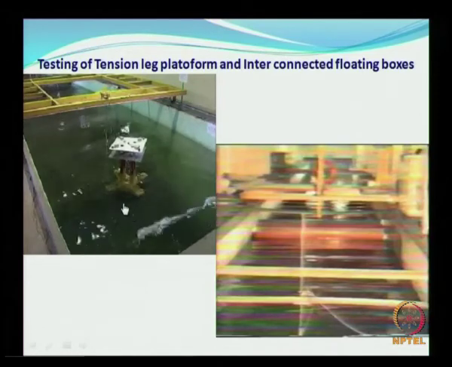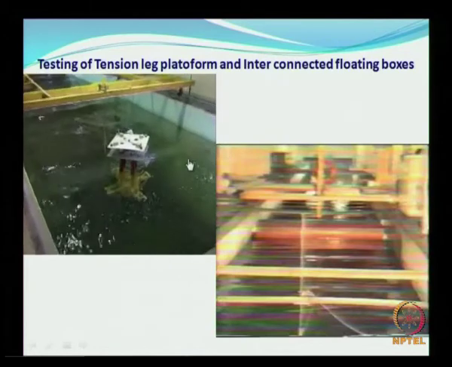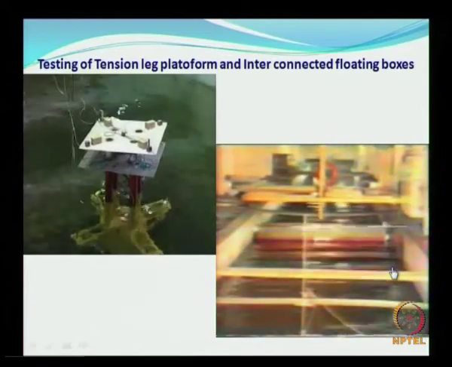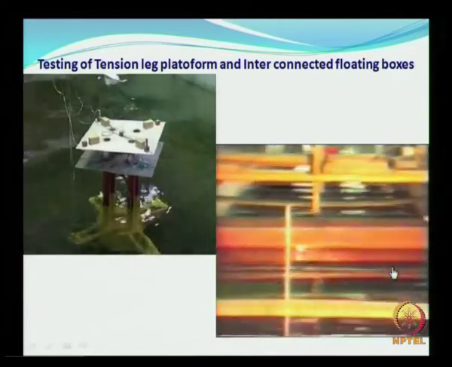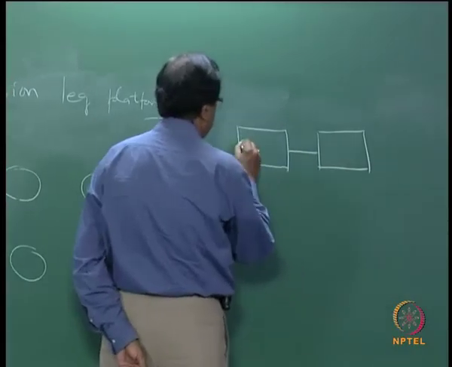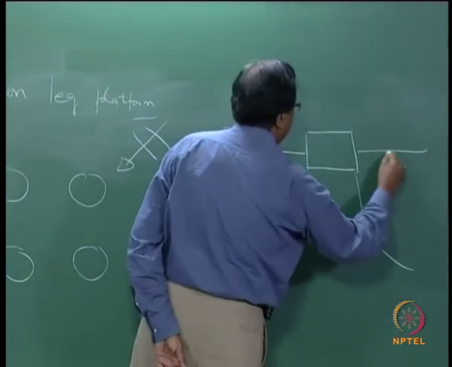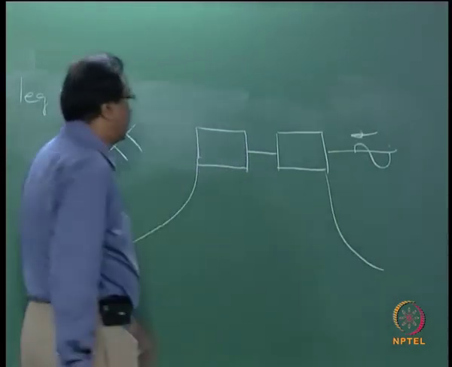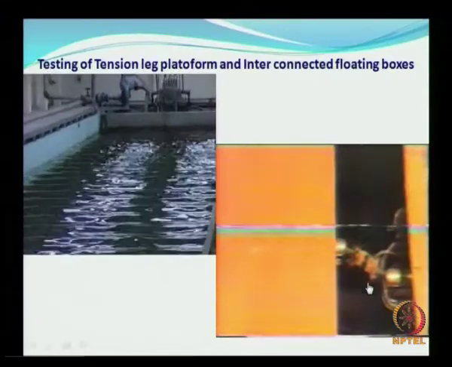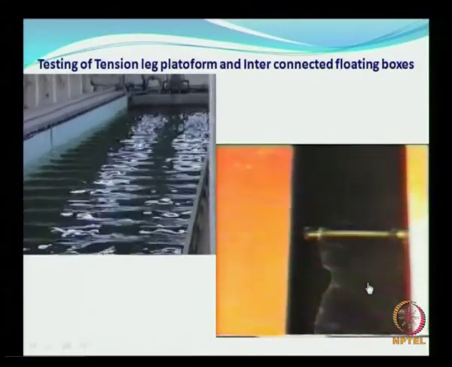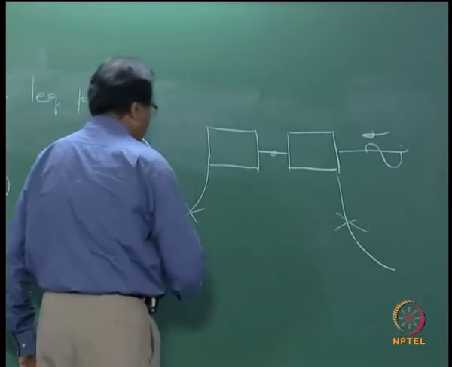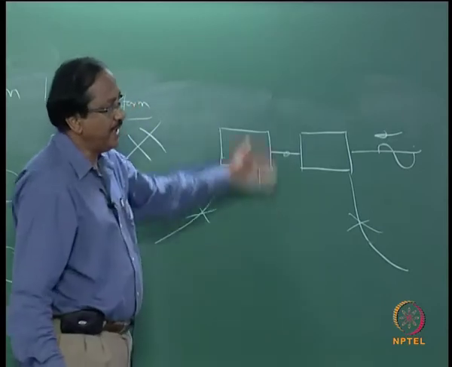Here you see that the waves are quite steep, on the verge of breaking. And here we have interconnected floating twin boxes. You have the waves moving in this direction, and you see how they respond to the waves, with the interconnection done here. We also measure the forces acting on the joint, the forces acting on the mooring lines, and also the motion response of the structure.